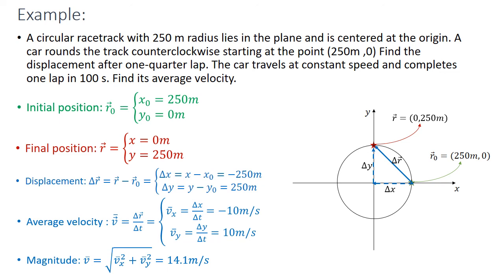I can also split that into two components. So I have V x average, which is delta x over delta t. That gives us minus 10 meters per second. V y average is delta y over delta t, which gives us plus 10 meters per second. If I want to find the magnitude of the average velocity, here I have V average without a vector, to indicate that it's a magnitude. I just square the components, add them, and then take the square root, and that gives me 14.1 meters per second.